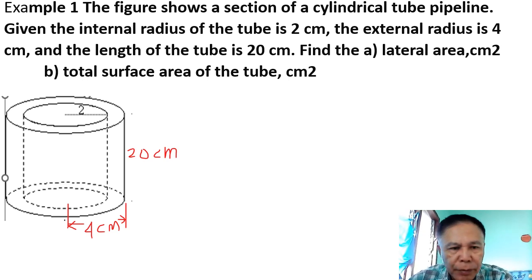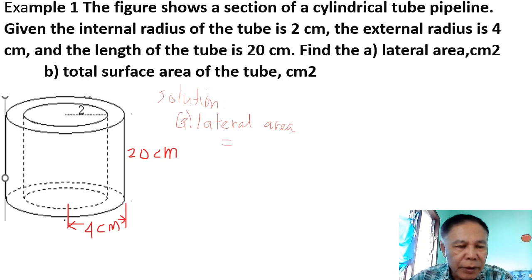So your solution would be this one. Your solution for letter A, lateral area. The lateral area is composed of the outside and the inside. So for the inside, 2 pi rh.